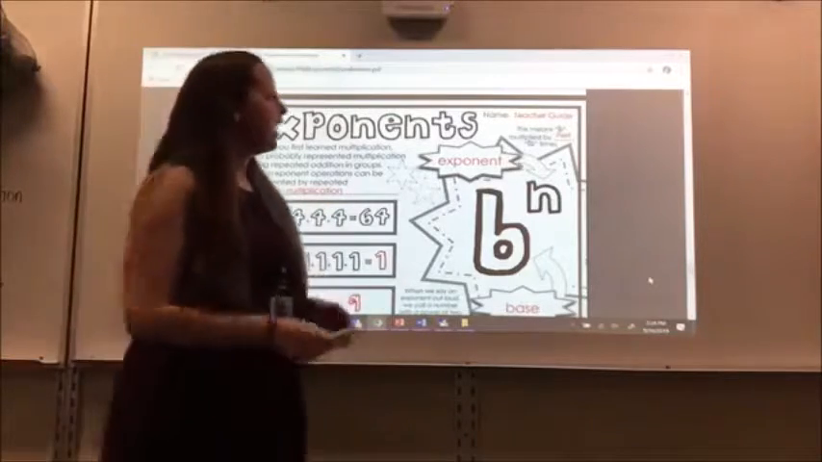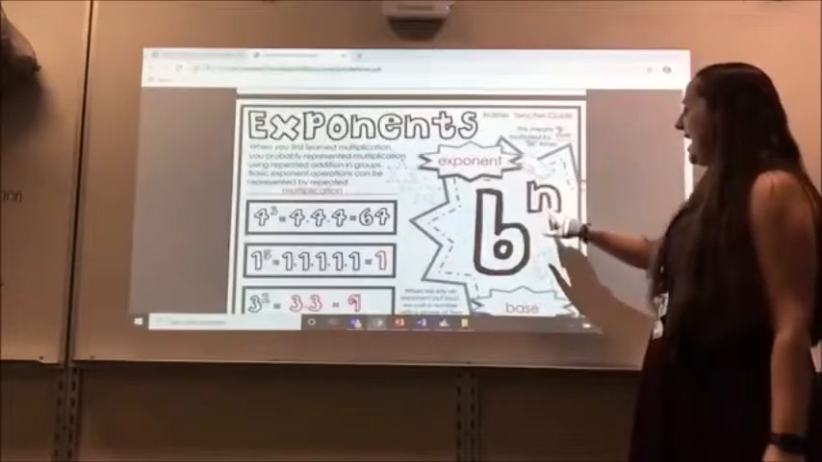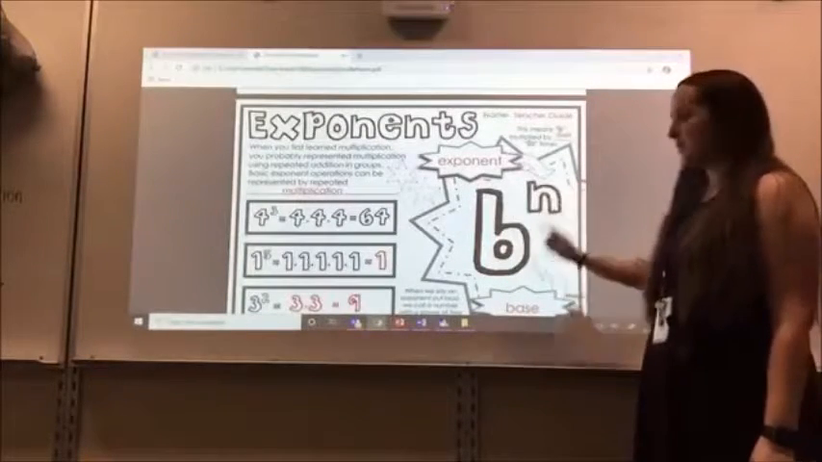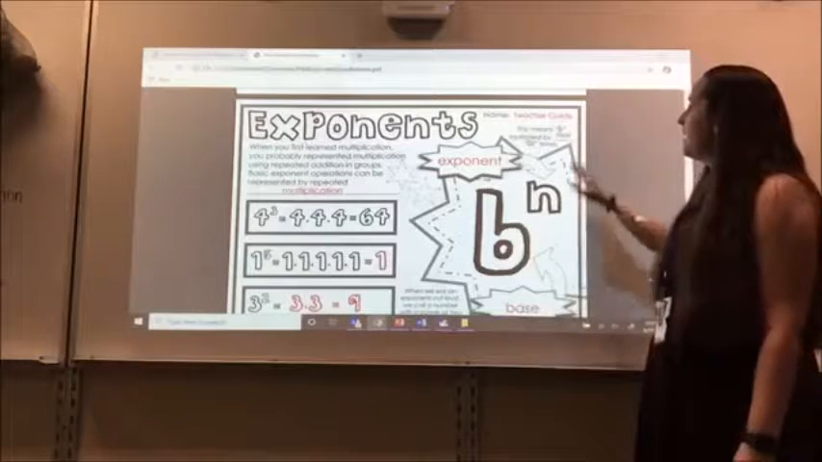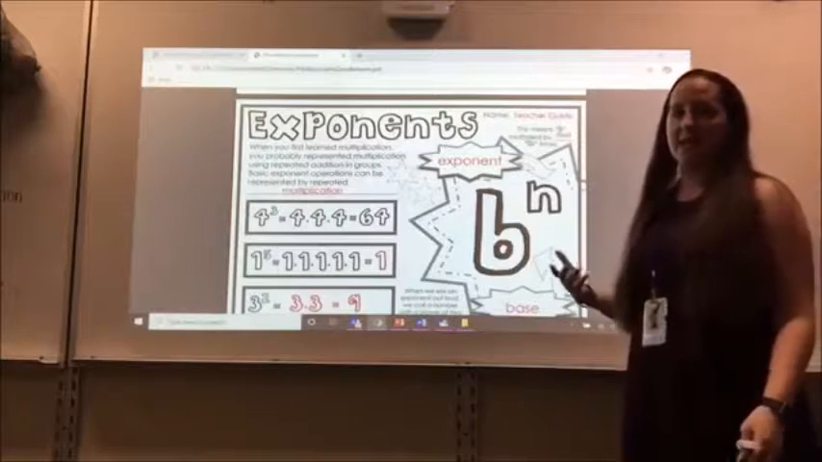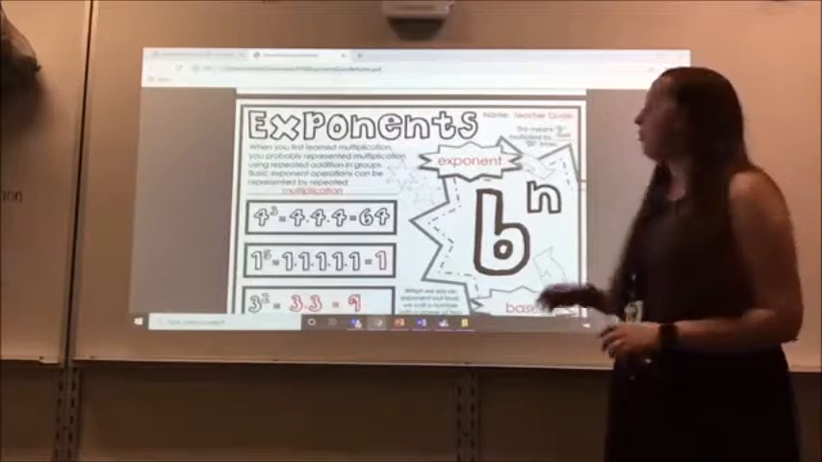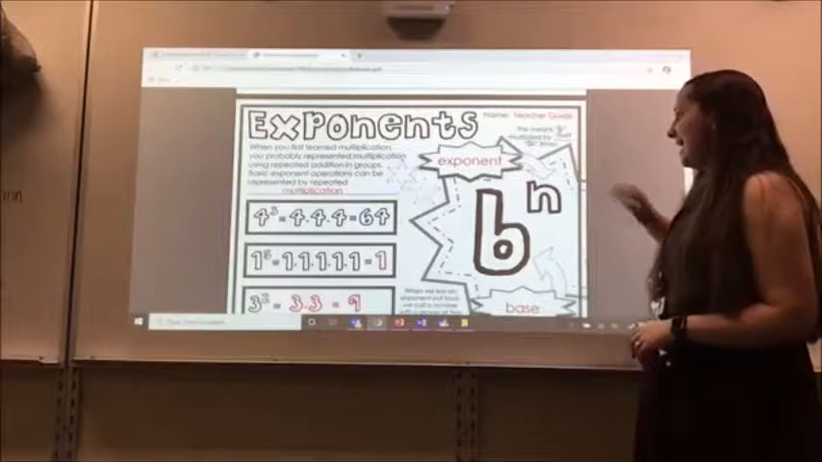Up here, n represents the exponent. B represents the base. This means B multiplied by blank n times. In that blank, you're going to write itself. So it means B multiplied by itself n times.